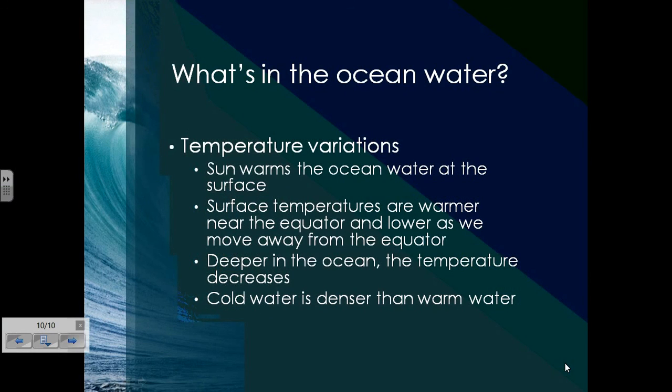Now, there are temperature variations. The sun warms the ocean water at the surface, and the surface temperatures are warmer near the equator and lower as we move away from the equator. Deeper in the ocean, the temperature tends to decrease, and the cold water is denser than warm water. Now that completes our presentation on the ocean.